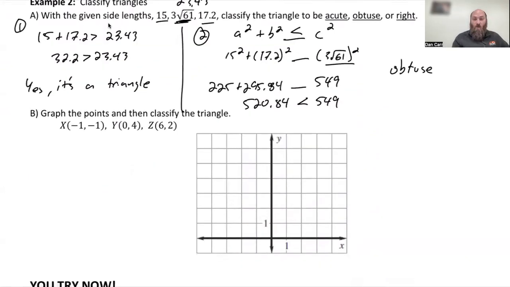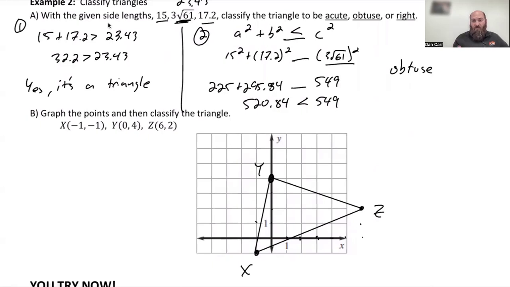For our last example here, we want to graph the points and classify this one. So we've got X at -1, -1 right here. Y is at 0, 4, so 0, 1, 2, 3, 4. Z is at 6, 2: 1, 2, 3, 4, 5, 6, 2. Okay, so here is our triangle.